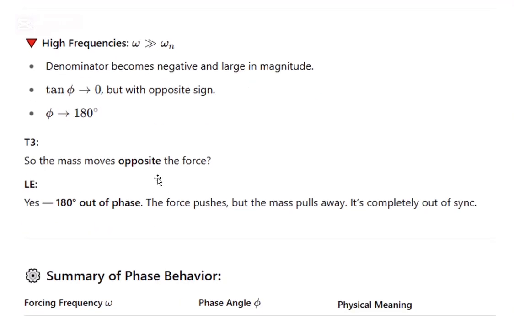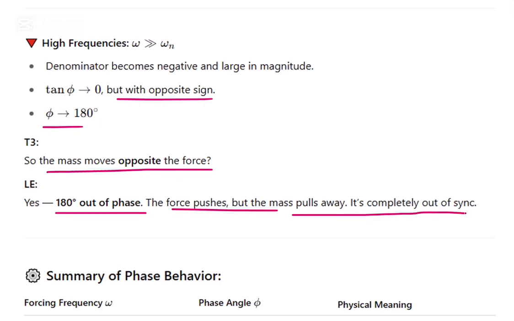At higher frequencies, the denominator becomes negative and larger in magnitude, tan phi approaches 0, which means phi is 180 degrees, opposite. So the mass moves opposite to the force, 180 degrees out of phase. The force pushes, but the mass pulls away. It's completely out of sync.